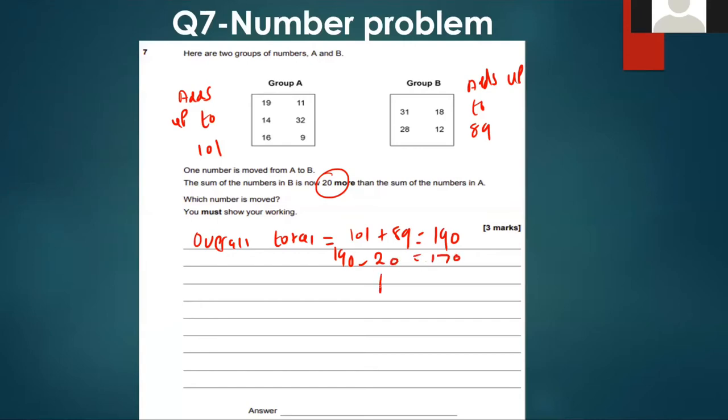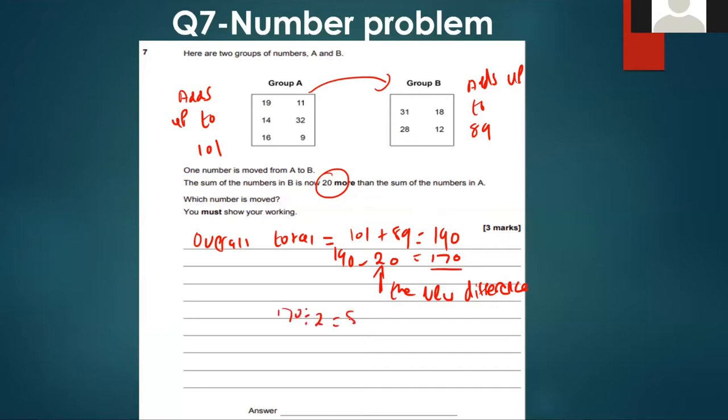So this 20 here is the new difference that we take away, or the new subtraction we do, because it's moving from A to B. So this is going in here. Now you could think about removing every single one and seeing what it is. But what you could do is, now you know the difference, you can just divide 170 divided by 2 to see what that gives you.